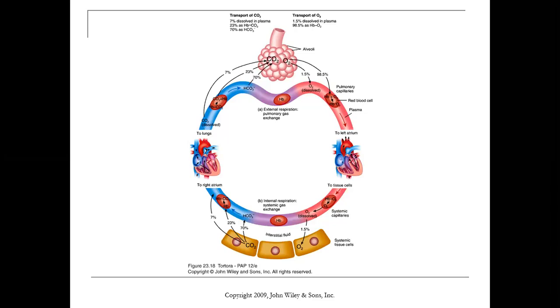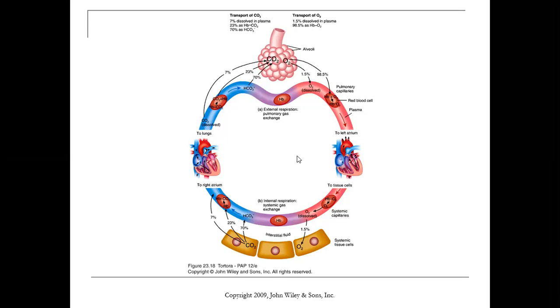Okay, so carbon dioxide travels in the blood in three forms. One, 7% in the form of gas dissolved in the plasma. Second, 23% bound to the hemoglobin in the form of carbaminohemoglobin. And third, 70% converted in the form of bicarbonate.